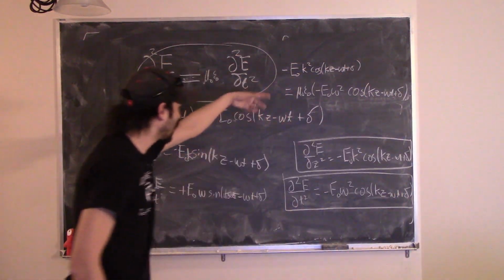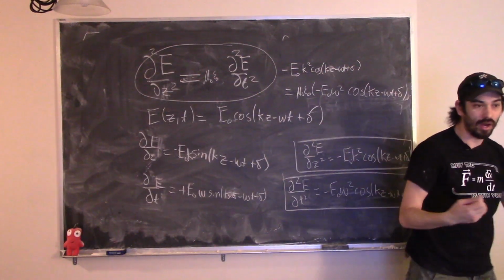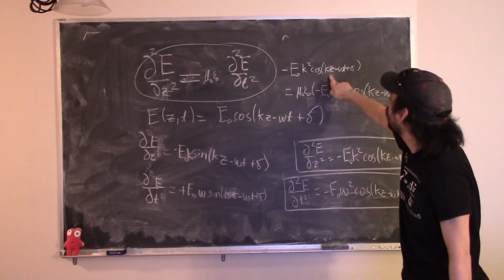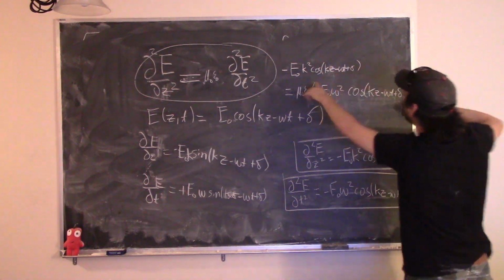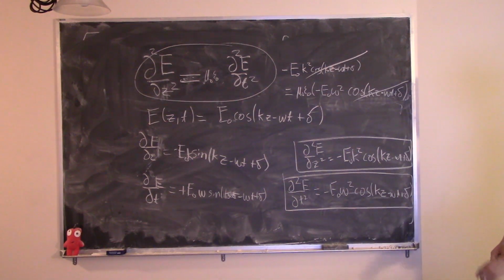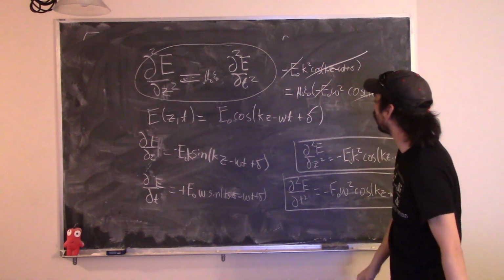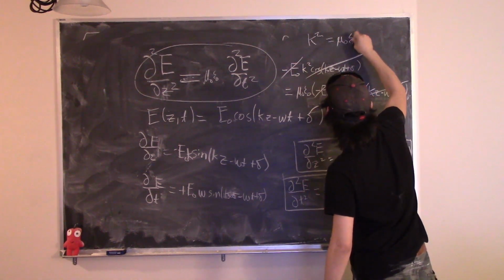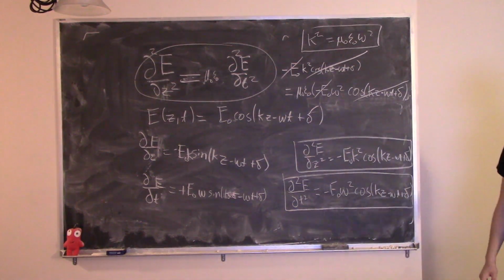And I see something kind of curious happening here, because I cancel out my dependency on z and on t, right? Because all of the z and t dependency is inside this cosine. But I have a cosine on both sides of the equation, and so I can cancel them out. I can also cancel another term: I have a minus E0 here and a minus E0 here. And then what this says is k squared is equal to mu naught epsilon naught omega squared. And that's the real condition that comes out of this.